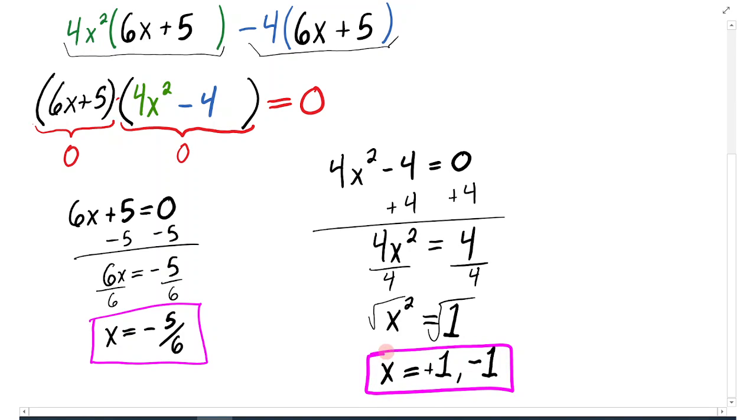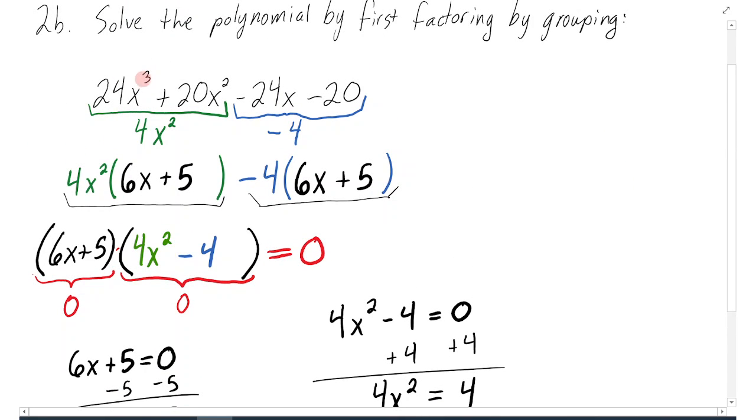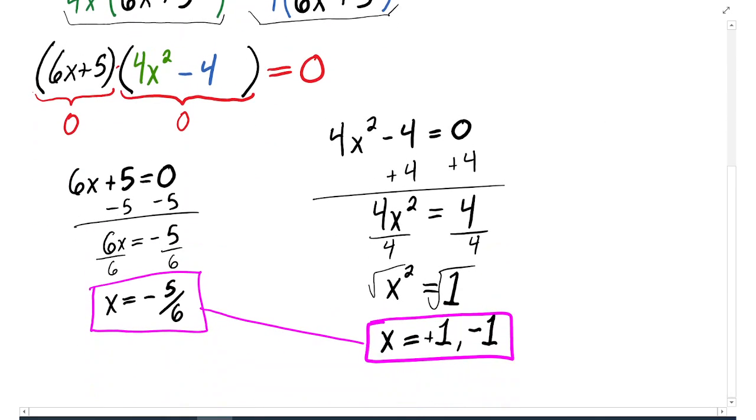Which works out, we have 3 solutions total: negative 5 over 6, positive 1, and negative 1. And so that's good. And if we look back at the original equation, okay, the degree was 3, which means we should have at most 3 solutions, which we do.